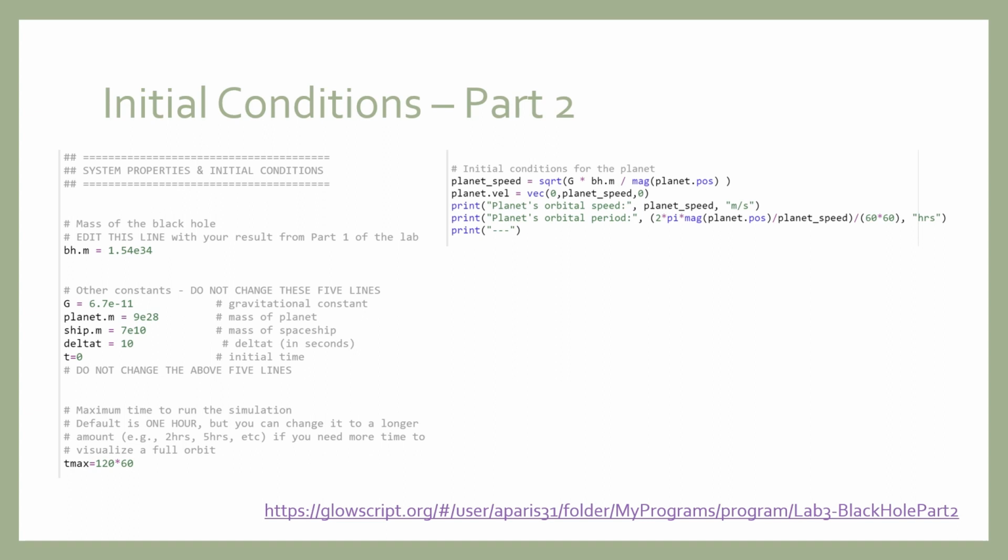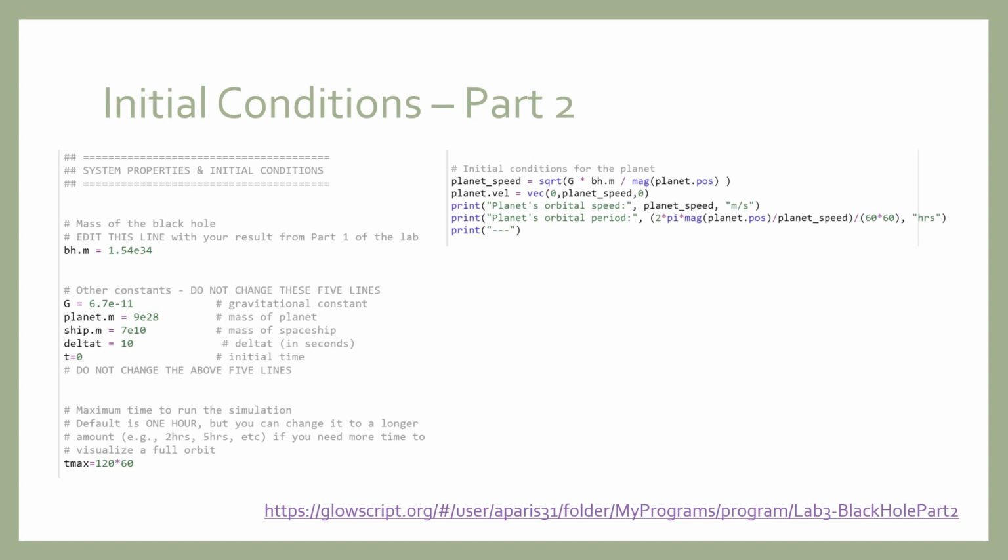Here are the initial conditions. The mass of the black hole is 1.54e34 kilograms, which we found in part 1, and the constant G stays the same. The mass of the planet is 9e28 kilograms, and the mass of the ship is 7e10 kilograms, which is given in the directions. The initial time and time step are below, and then to the right is the calculation for the planet's velocity.